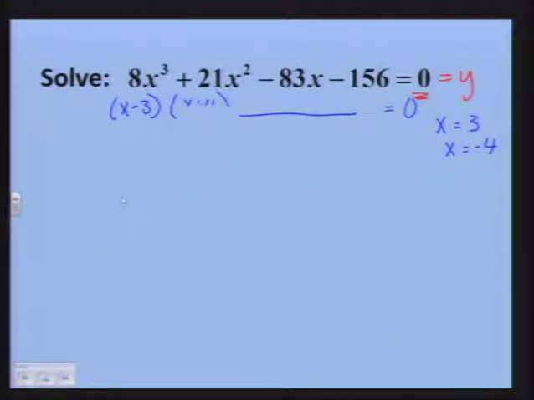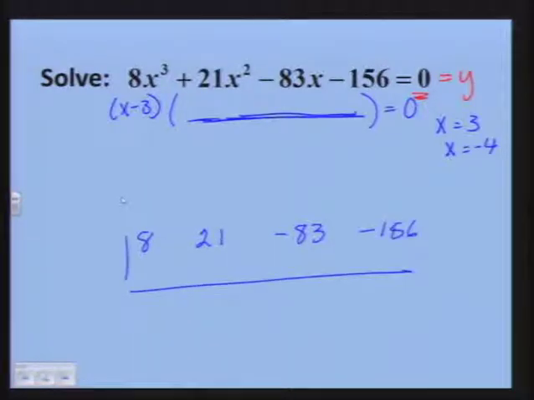So I think since I can't use synthetic division with anything but linear factors, what I'm going to do is figure out what this last factor is here. So I'm going to run through a 3. Let's see if I need any 0 placeholders. 3, 2, first power, 0 power, don't need any. So writing down my coefficients, 8, 21, -83, -156. I'm going to run through a 3, and I know I get a 0 when I run it through. So we'll look for that. We'll know we have a mistake if we don't have a remainder of 0.